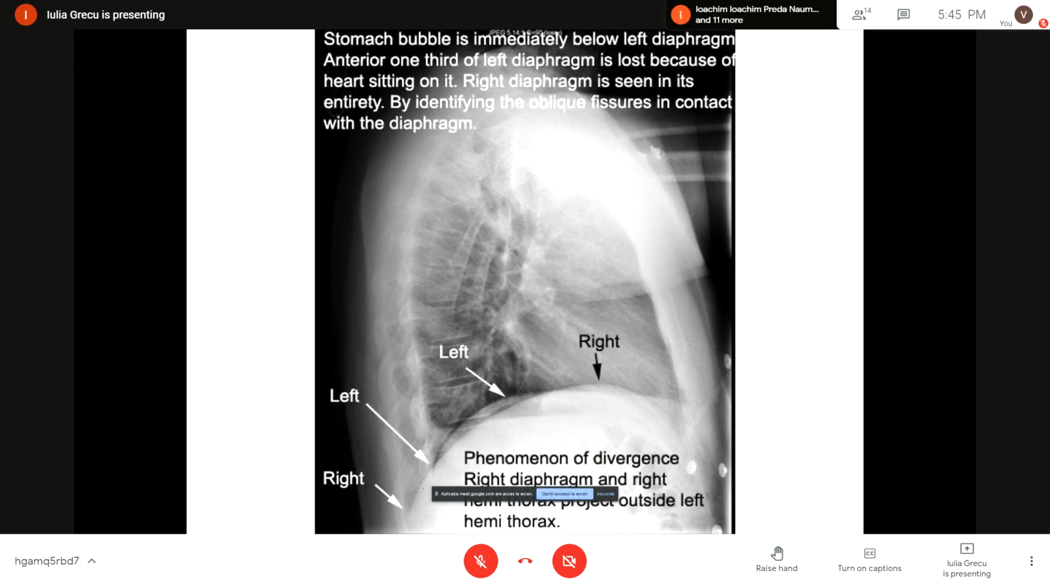Okay, here is the explanation for what I just said, so that you can have it and study it further. The stomach gas chamber immediately lies beneath the left diaphragm. The left diaphragm is shadowed by the heart, so we cannot see it entirely in the anterior part. On the other hand, the right diaphragm is visible on all its length and is not shadowed by any other structure.